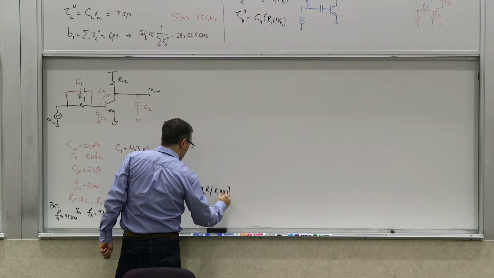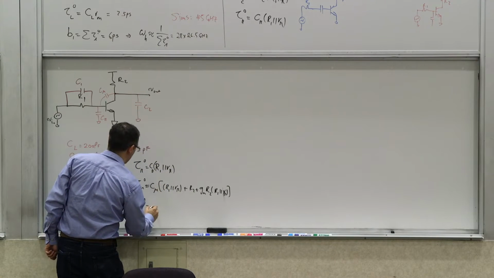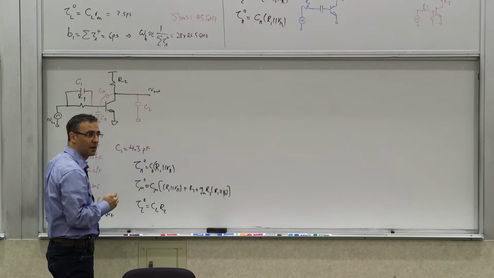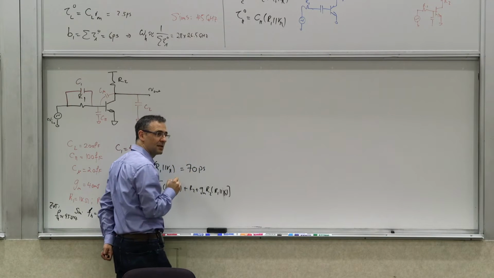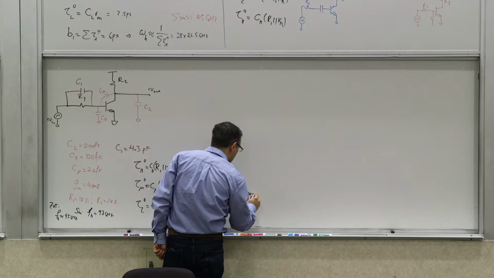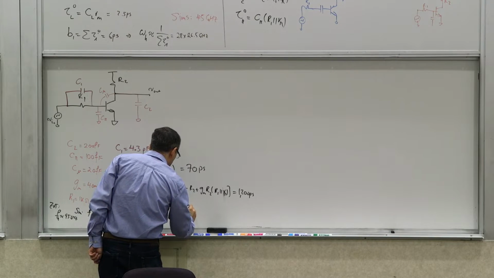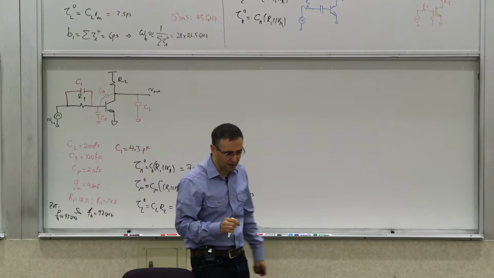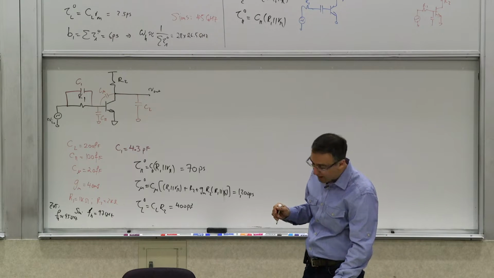And then there was a tau L 0. We did this last time, so I'm going to do it quickly. It's CL R2. And the values we calculated for these, if I'm not mistaken, this was like 70 picoseconds, this one was, I think, 1200 picoseconds, and this one was 400 picoseconds. Okay.